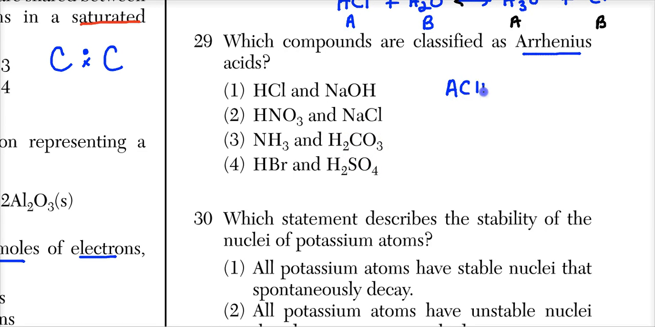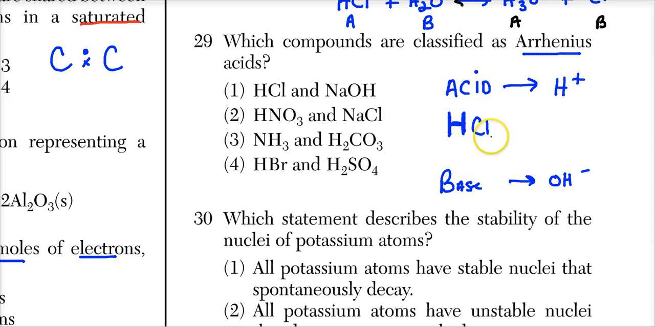Acids somehow are involved with what? H pluses going into solution. And Arrhenius bases, just for fun, deal with giving off hydroxides. So to be an Arrhenius acid, the most simplest definition, you have to have a what? You have to have an H to give off, to increase.